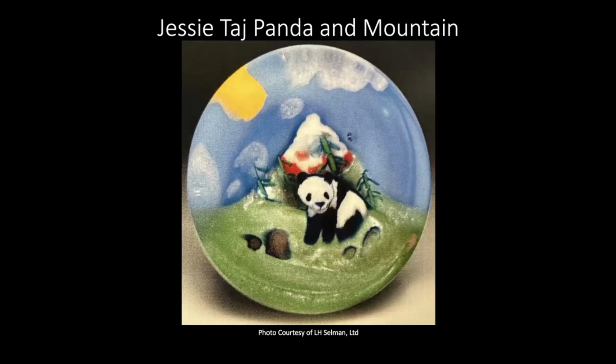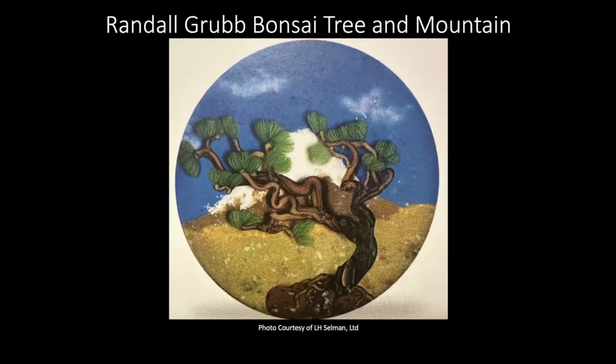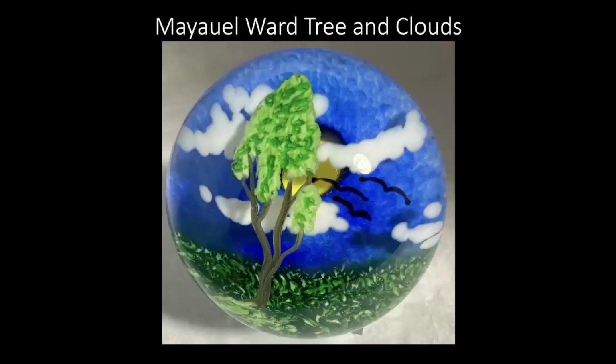The next two weights have mountainous backgrounds. This one with a panda in the front is from Jesse Taj. This one is of a bonsai tree with a mountain in the back, perhaps Mount Fuji. Myrwyn Ward has made a number of similar scenes. There's this daytime one with the sun in the background, in front of the trees, and behind the trees with some birds and clouds. He's also made similar nighttime scenes.